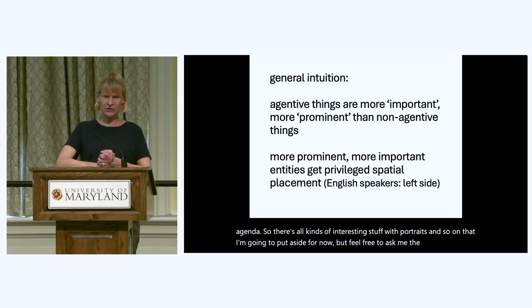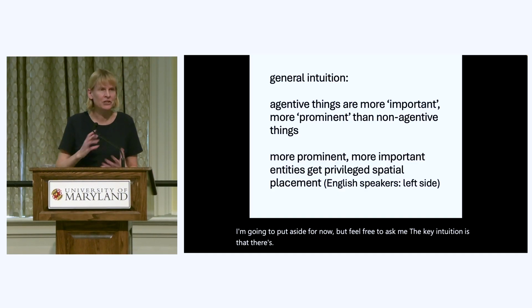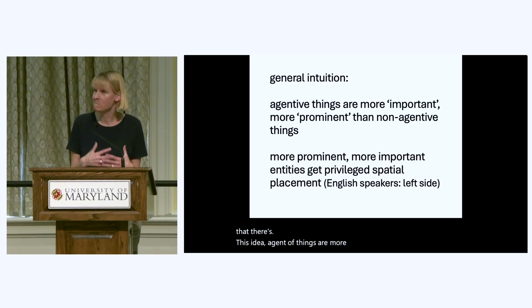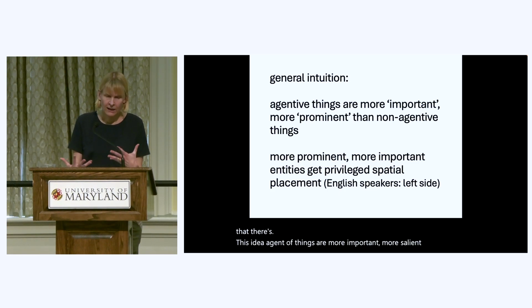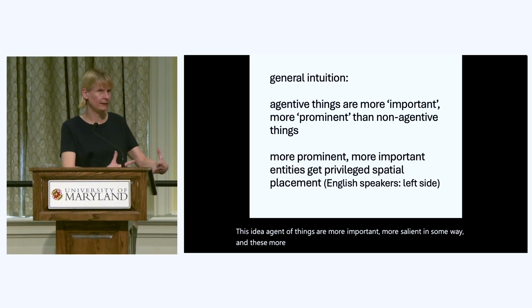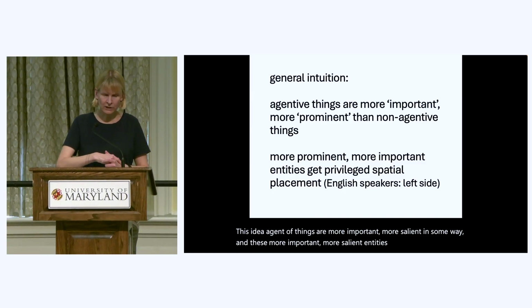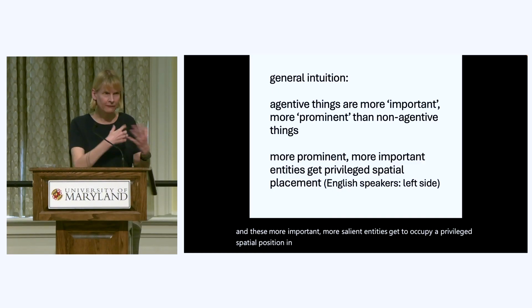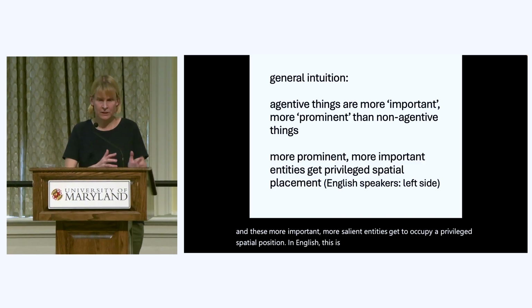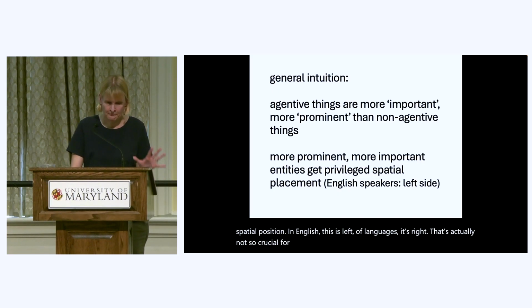The key intuition is that there's this idea that agentive things are more important, more salient in some way, and these more important, more salient entities get to occupy a privileged spatial position. In English, this is left. Other languages, it's right. That's actually not so crucial for me today.